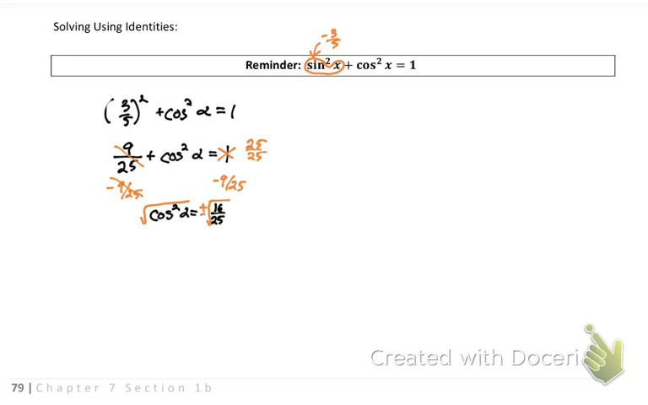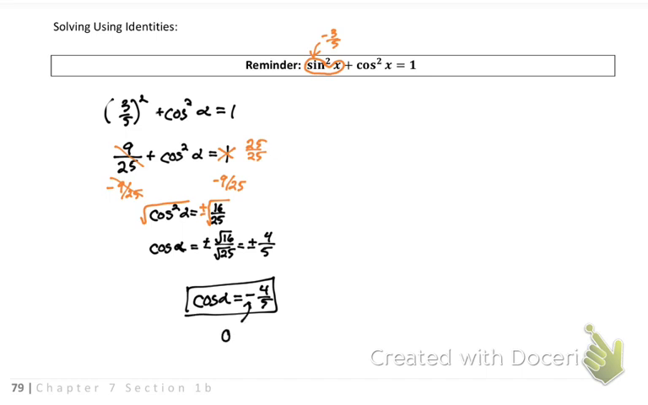So now I'm going to have cosine alpha equals a positive or negative square root of 16 over the square root of 25. Which is the same thing as plus or minus. Square root of 16 is 4, square root of 25 is 5. Now, when I box in the answer, I had to decide if it's positive or negative. We already said it's in quadrant 2, where only sine and cosecant are positive, so this is going to be negative 4 over 5.